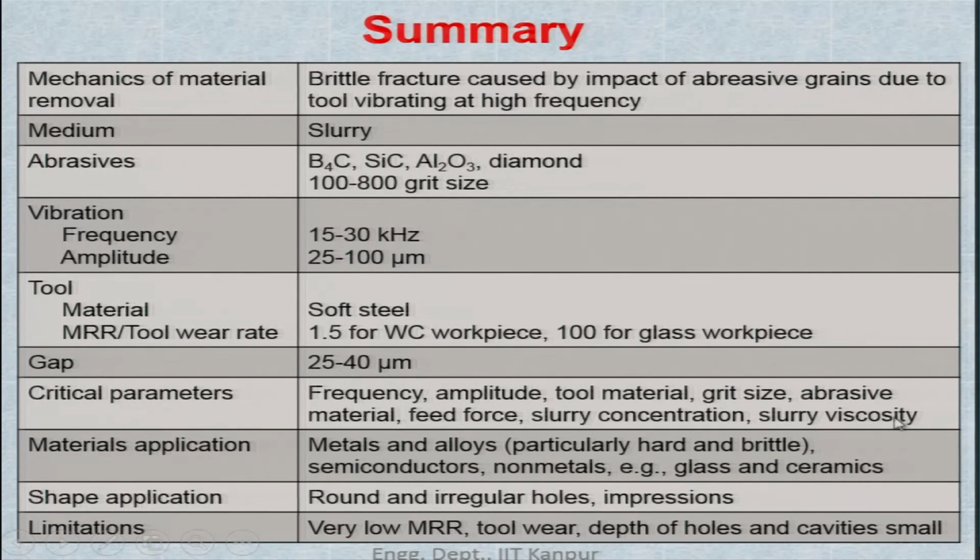Critical parameters, we already said that. Material application: metals and alloys, particularly hard and brittle materials, as well as semiconductors and non-metals, for example glass and ceramics. Shape application is round and irregular holes and impressions. Limitations: a very low material removal rate.